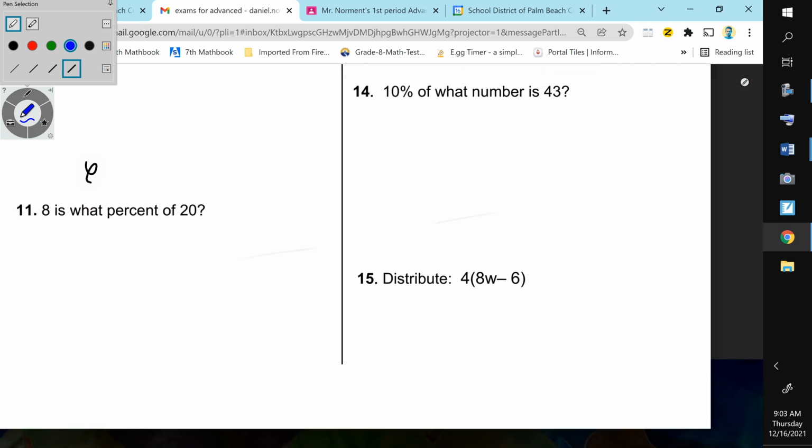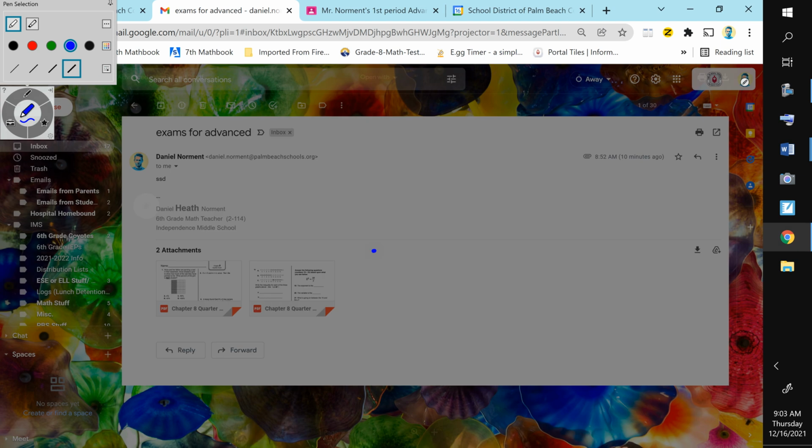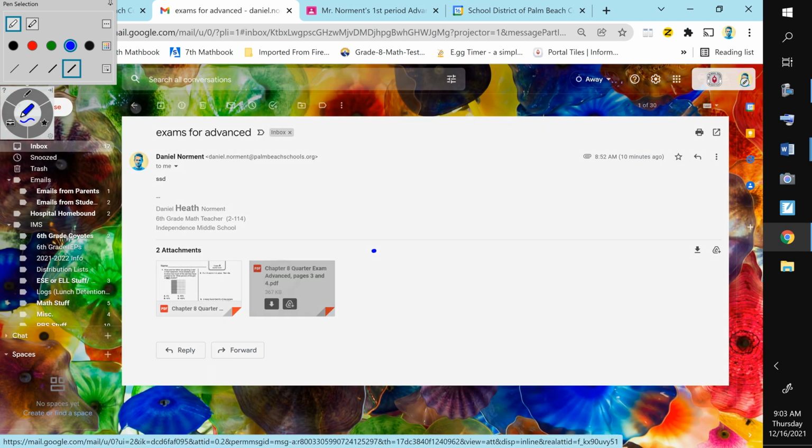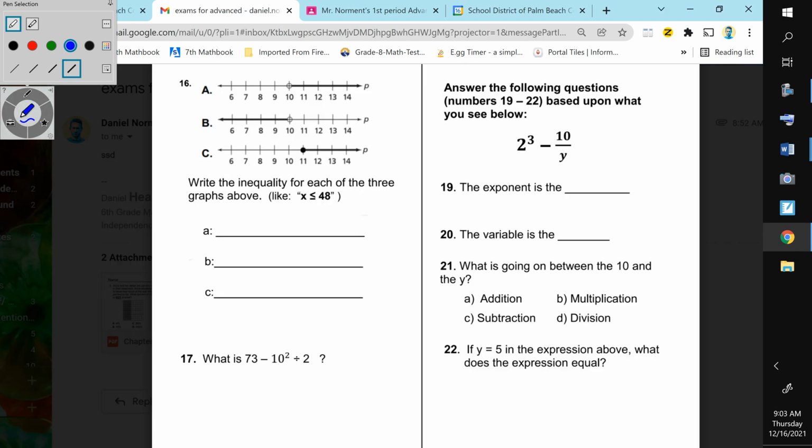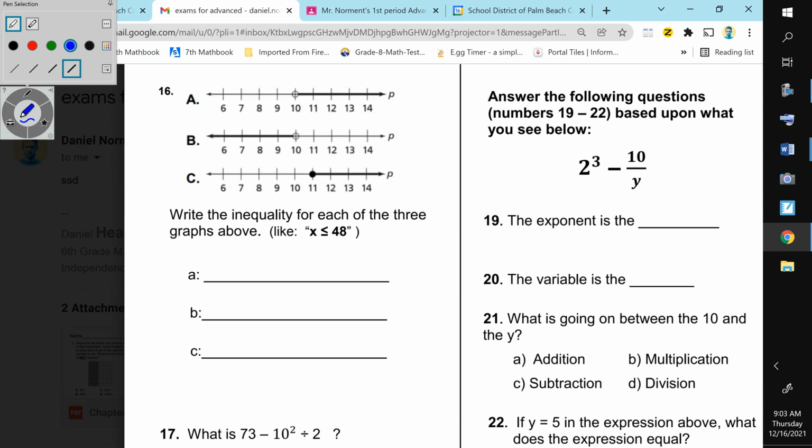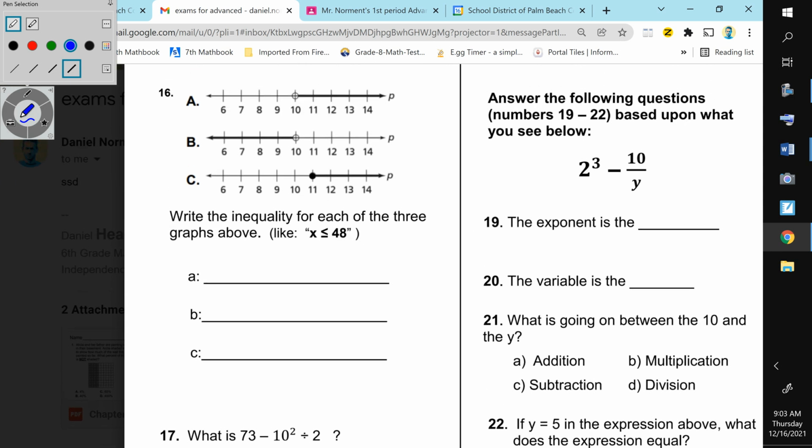Alright, that's done with page 1. And I've got basically 7 minutes to do pages 2, 3, and 4. So number 16 is probably going to cause a lot of you difficulty. Write the inequality for each of the graphs above. So you're going to start with an x. Now the good news is, for A, you see that number right there? That's a 10. That's a 10. That's an 11.